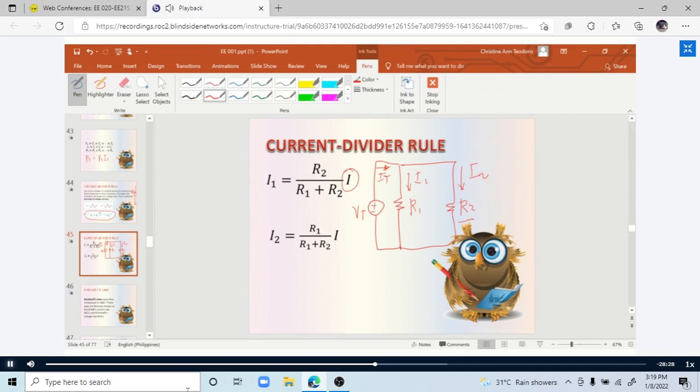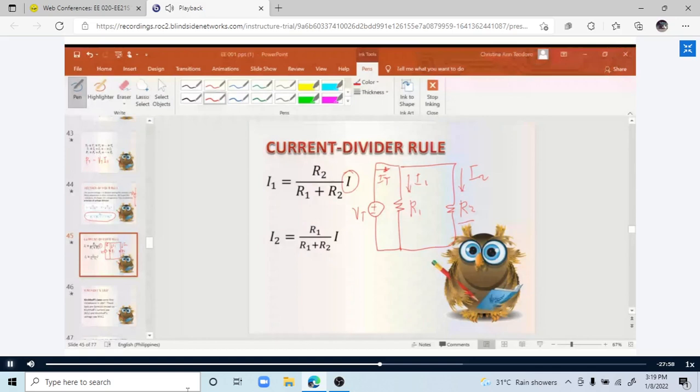So if it is 2 amperes or 3 amperes, just plug it in and evaluate the whole setup. Then you will get I1. As well as for I2, in order for you to get I2, that would be equal to R1 over R1 plus R2, multiplied by the current being divided between those two resistors.